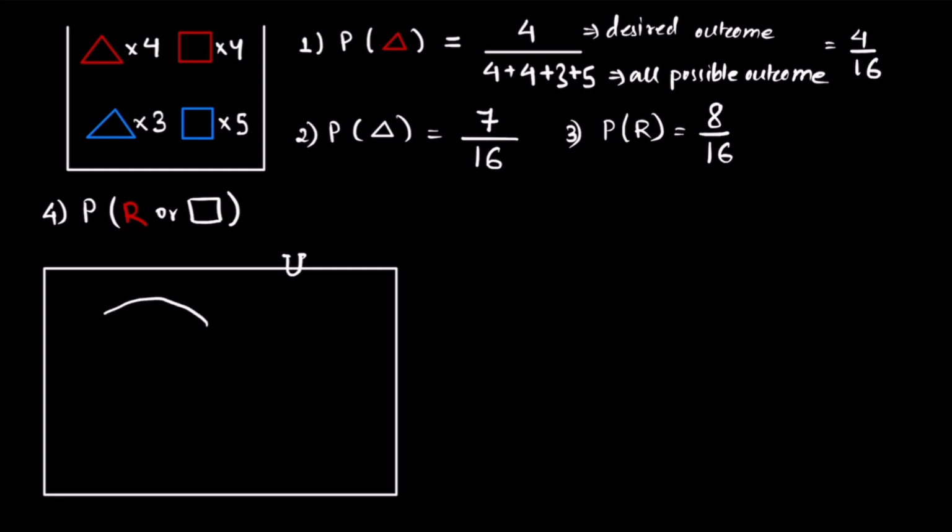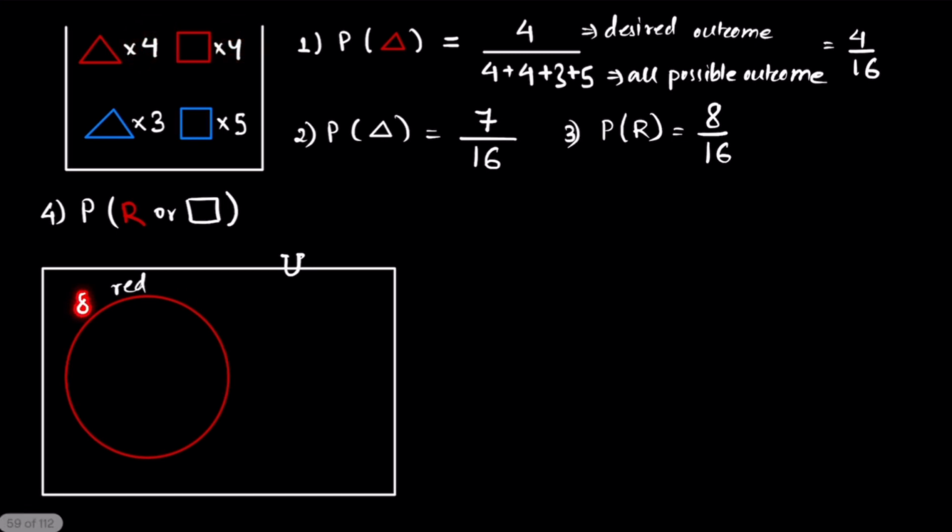You have the possibilities of getting red. So that's your red, and there are altogether 4 plus 4, 8 possibilities of getting red. Then you also have your possibilities of getting a square. There are altogether 5 plus 4, 9 squares that you can get.